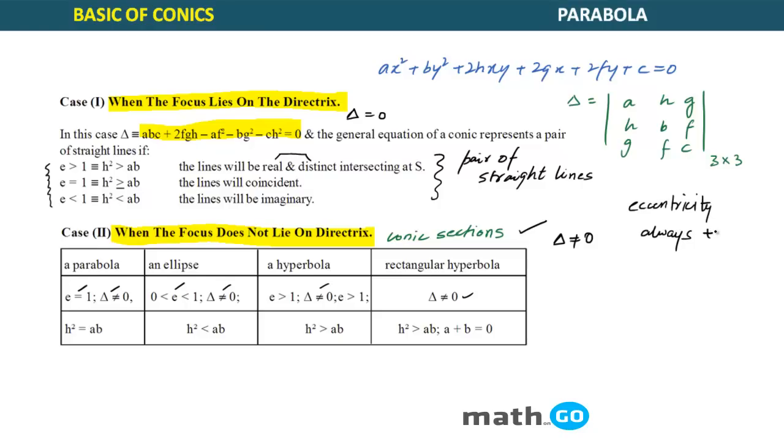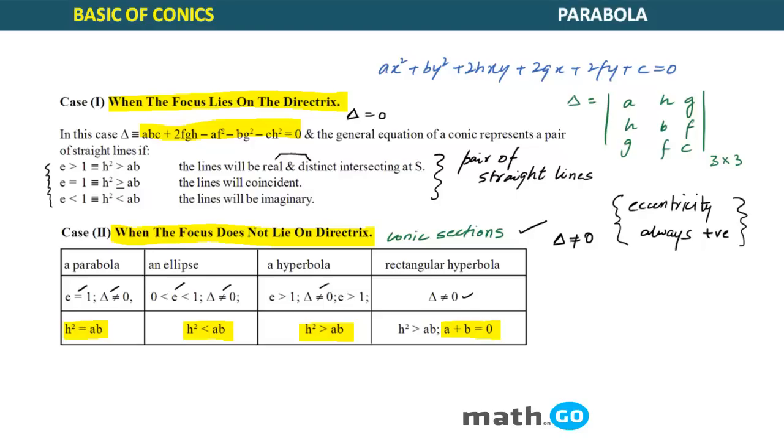Can you tell me why? Obviously, because it's a ratio between the distances. The ratio of distances can never be a negative quantity, so it is always positive. The other condition that you have to remember for this second degree curve to represent a parabola is that h square should be equal to ab. For ellipse, it should be less than, and for hyperbola, greater than. And for rectangular hyperbola, there is an additional condition that a plus b should be equal to 0.